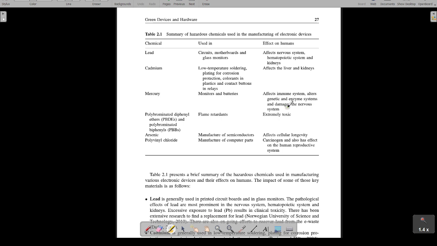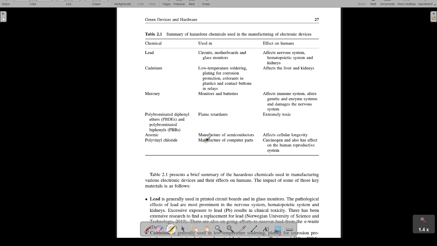So next is about PBDE. So it is used as a flame retardant. So usually whenever we are having the Ethernet cables, those Ethernet cables have different layers, and those layers are bonded with these flame retardant substances. And of all the different chemicals which we are using, this is extremely toxic.